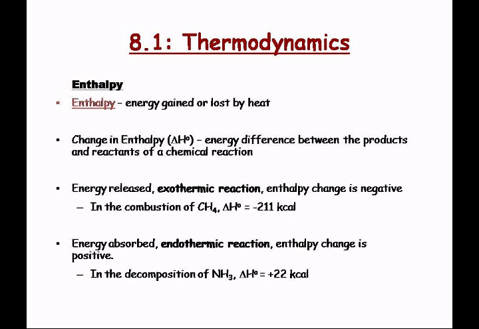Right. And if we say that this is E1 and this is E2, right, E2 minus E1, is that going to be a positive or a negative number? Positive number, because E2 is bigger than E1, right? So that's going to be delta H. It's going to be positive there. It's going to be negative there. This is an exothermic reaction. This is an endothermic.